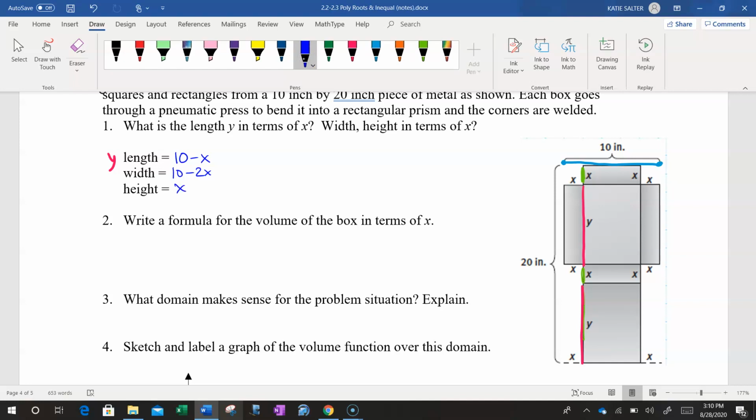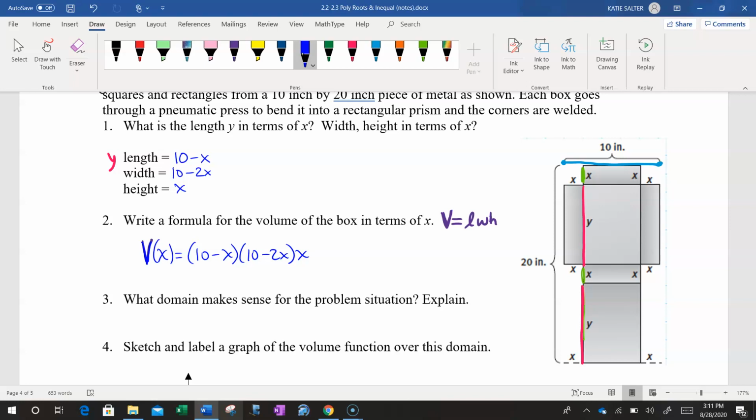So it says write a formula for the volume of the box in terms of x. Well, folks, we know that a rectangular prism has a volume formula of length times width times height. That's how we find the volume of any rectangular prism. So what we're going to do is now substitute those expressions we just found to write this function. So we'd say V of x is equal to (10 minus x) times (10 minus 2x) times x. And if you wanted to, you could multiply that out and expand it into standard form, and you would have a cubic function, but you really don't need to do that.